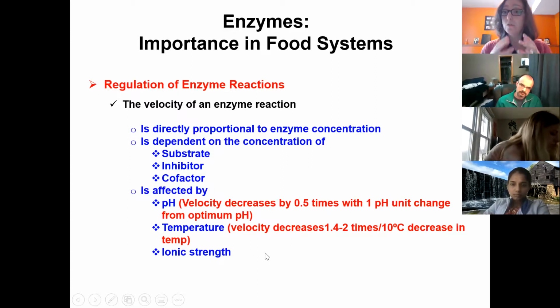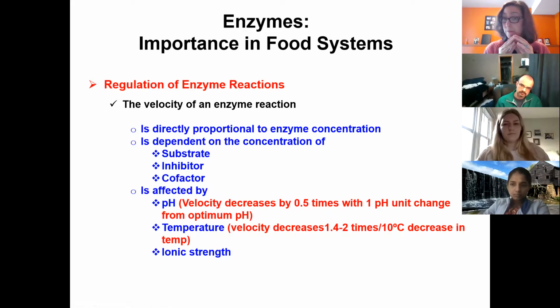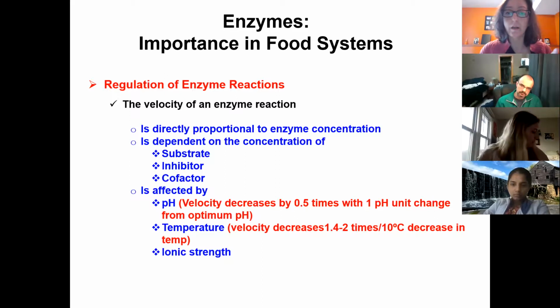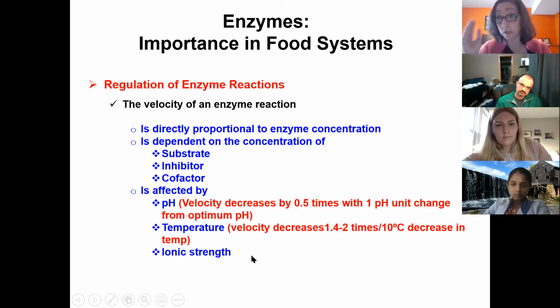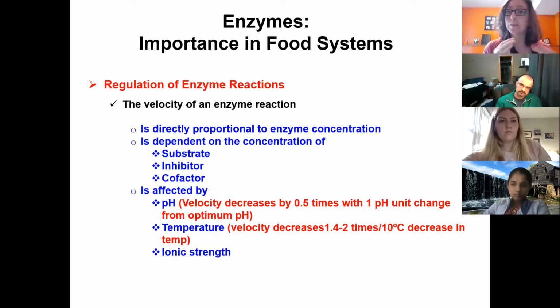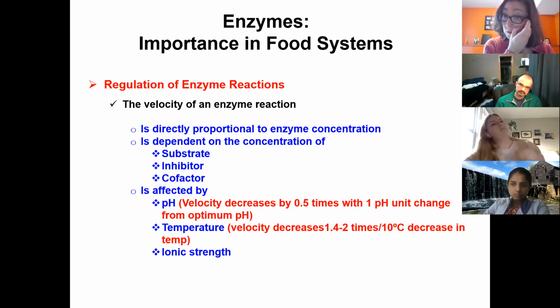Temperature. So there's also an optimum temperature for the enzyme where you have the best configuration for interaction. And here, in general, the velocity decreases 1.4 to 2 times with every 10 degrees change or decrease in temperature. Ionic strengths. Also, some enzymes require some salt or ions to act, and sometimes some concentration inhibit the activity. So some reactions are formulated in presence of particular ions or salt in order for the enzyme to function.